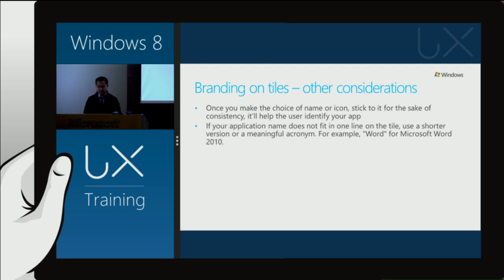And you have a number of other considerations when you're putting branding on your live tile. Once you make the choice of using your logo or icon or the name, be consistent with it, stick with it, so that people can identify your live tile, your app very quickly when it's on their start screen. And if your application name happens to be very long and doesn't fit within one line, shorten it, either a shortened version of your app name, or reconsider naming your app something that is shorter, because it's easier for people to remember the name of an app that's shorter.